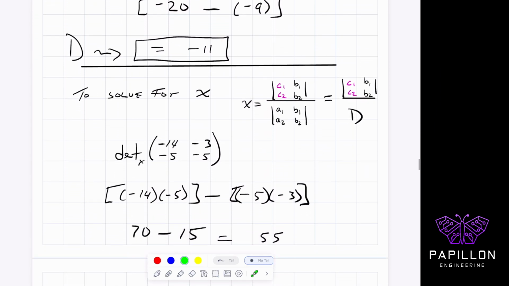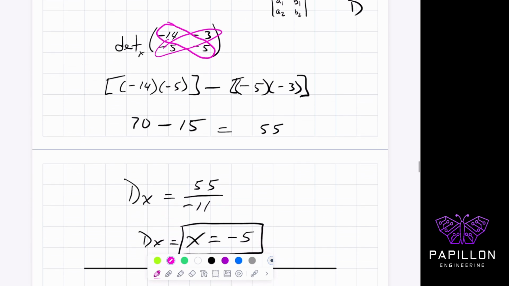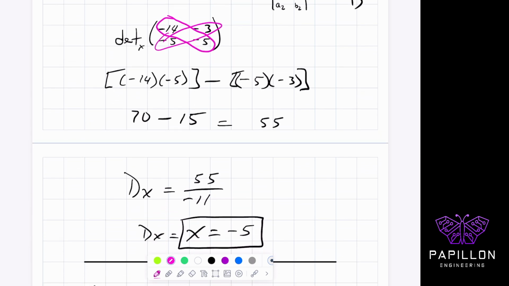So what you would do then is where you have the C1 and C2, you replace them with minus 14 and minus 5, and you'll leave the B1 and B2 in their place, which is minus 3, minus 5. You take the minus 14, you multiply it by the minus 5. You subtract from that the minus 5 times minus 3. So I'm doing basically cross multiplication like this. And you're left with a value of 55. And then your final answer for x is going to be 55 divided by minus 11, which gives me my solution for x. So x equals minus 5.